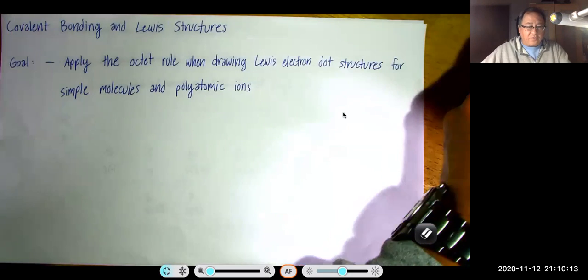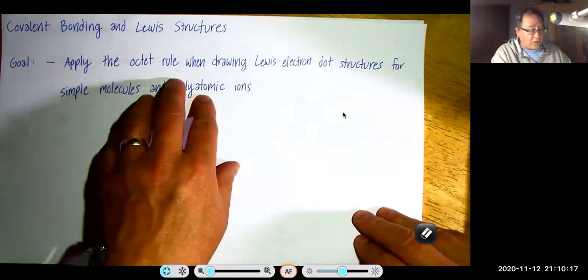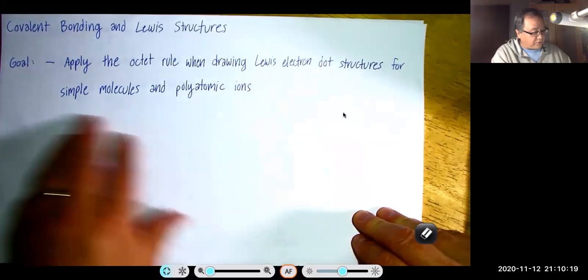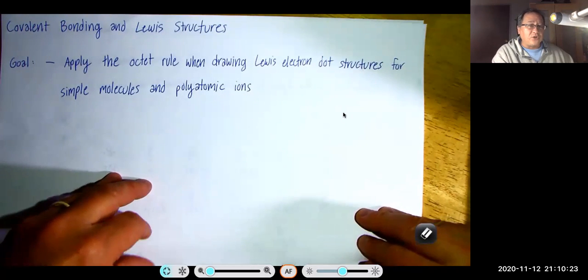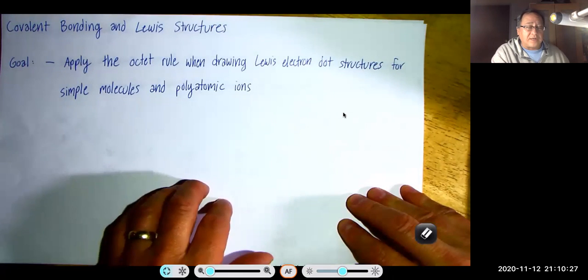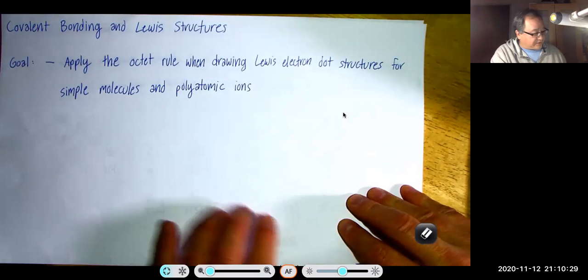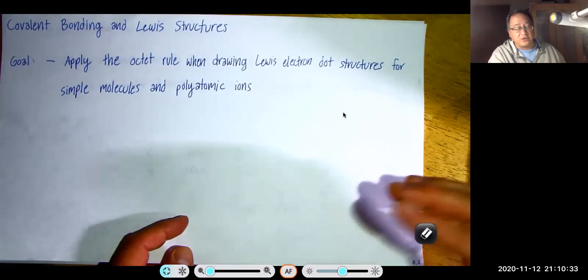So the goal for this section ultimately was to be able to apply the octet rule when drawing Lewis structures for simple molecules and polyatomic ions. But now it's to also know when you get to have less than an octet or more than an octet, how to draw resonance structures, and then how to use formal charges to decide if you have a good Lewis structure.